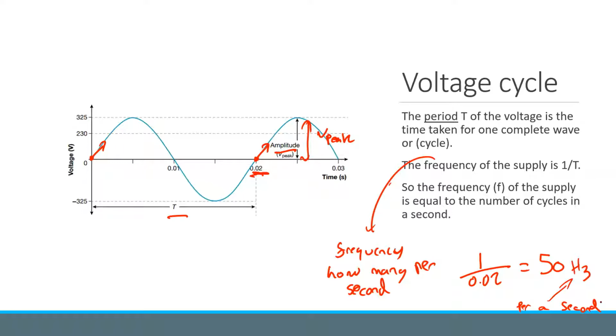And that's also how we can use this to backtrack to figure out, well, how quickly is it changing? What is the period? Now, this measurement of 50 hertz, the frequency, is different in different countries. Some countries have 60 hertz. Some countries might have only 30 hertz. So it's different in different countries, same as the voltage is different in different countries.